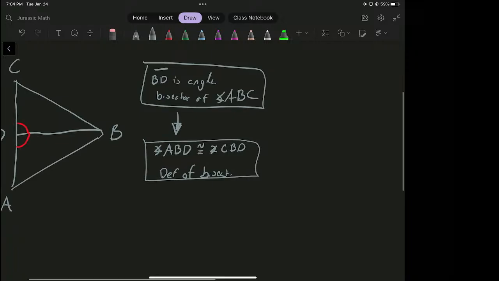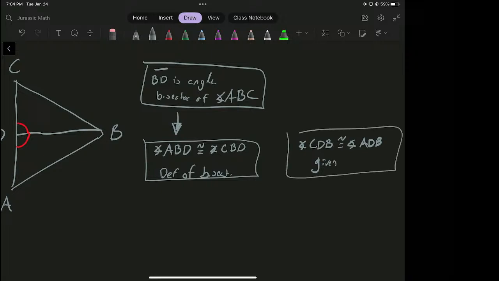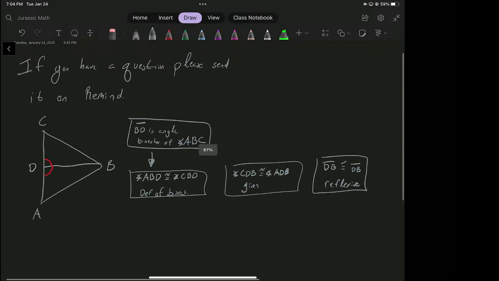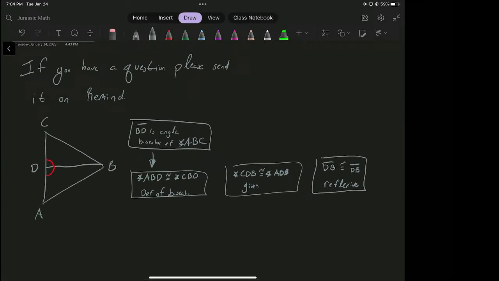Well, one of those boxes should definitely be angle CDB is congruent to angle ADB. And that would be a given since it's in the picture. And then, of course, the most common sense one, DB is congruent to DB because of reflexive. And that would be it. That would be the answer.